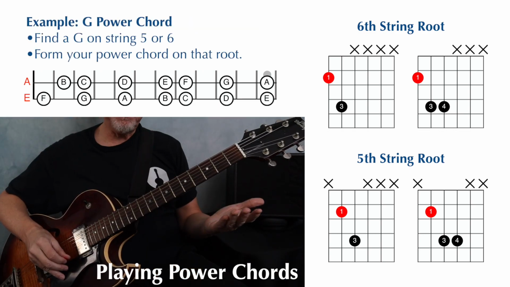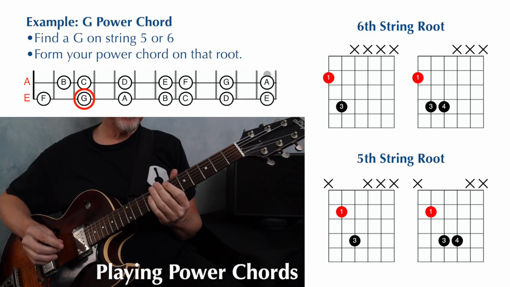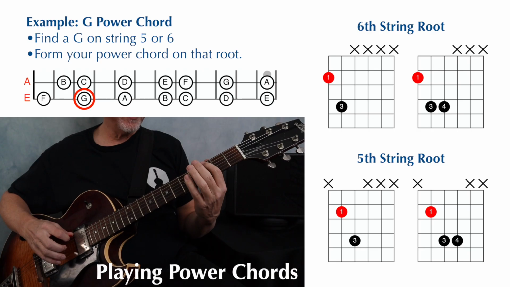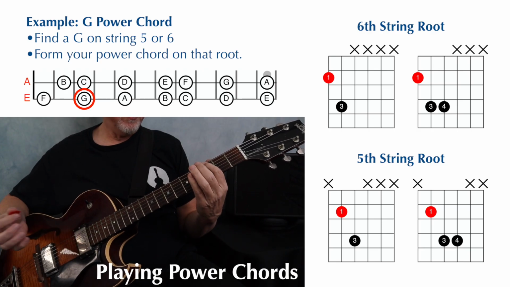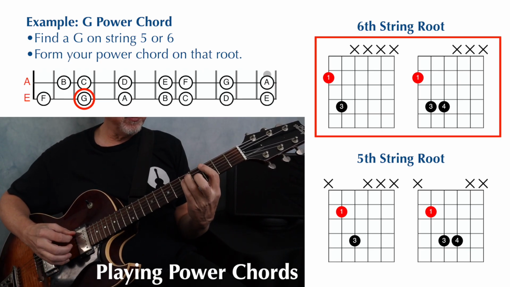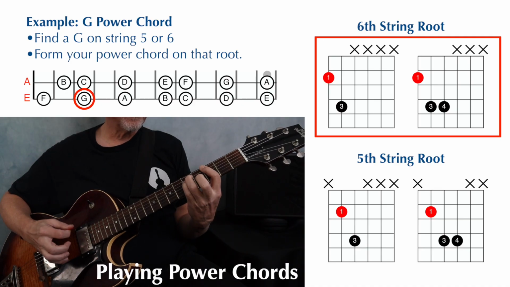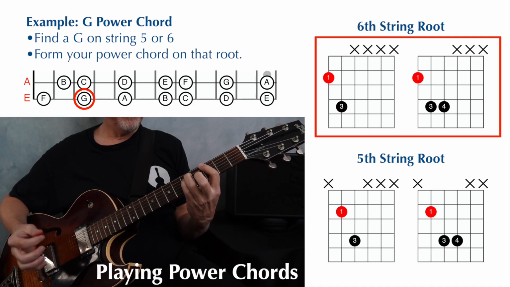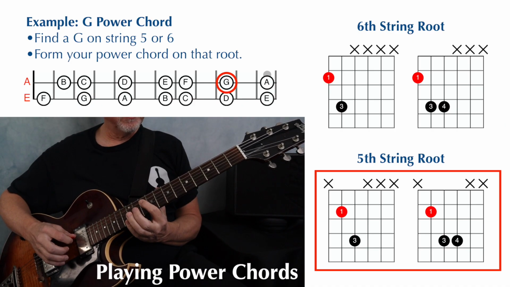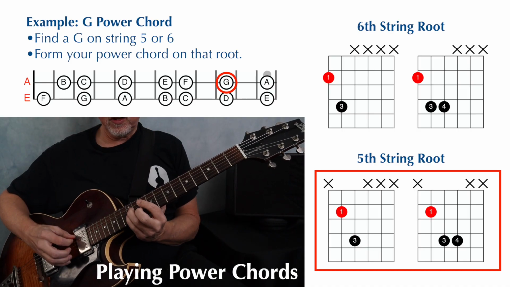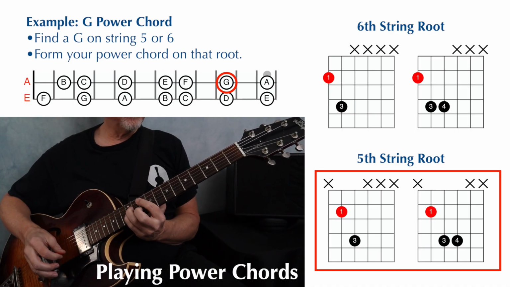So to play a G power chord, you can place the root on string 6, fret 3, that low G, and then play whichever power chord shape you like, either the 2 or 3 string. And there's another G on the 5th string at the 10th fret, so you could play it there as well.